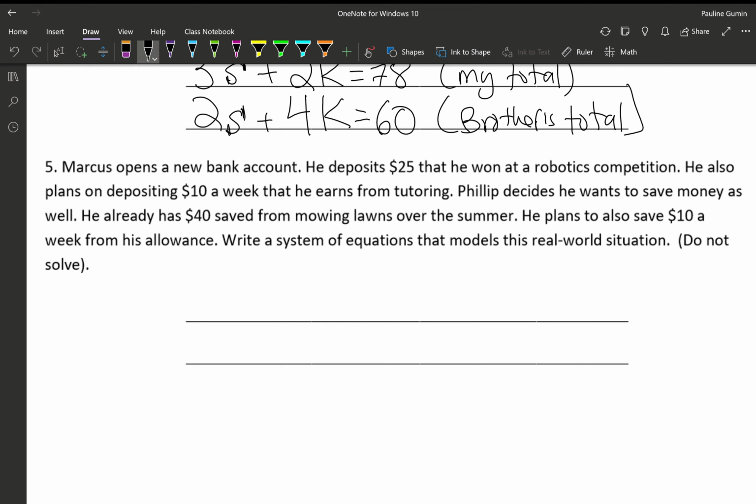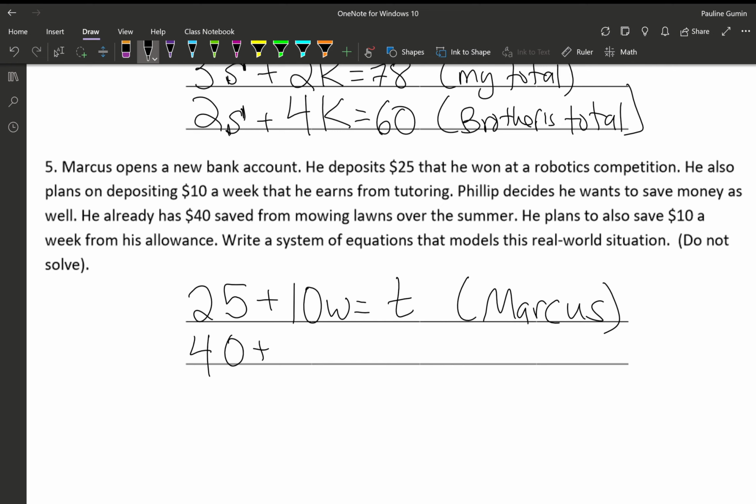Okay, for Marcus. Marcus deposited $25. There's nothing you can do to change that. He also, plus, is going to deposit $10 a week to get his total. Philip, on the other hand, starts with $40 and also decides to put in 10 bucks a week to get his total. Okay, onwards we go.